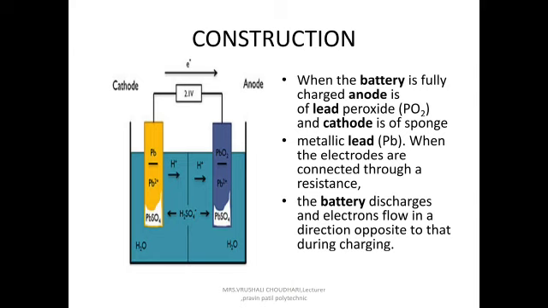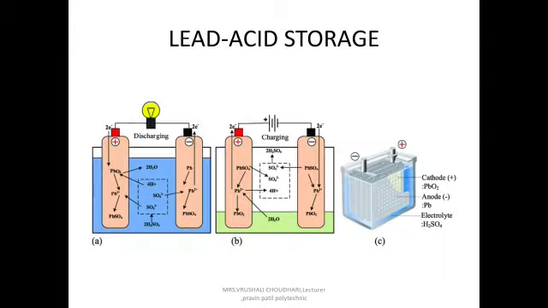When the battery is fully charged, the anode is lead peroxide and the cathode is spongy metallic lead. When the electrodes are connected through a resistance, the battery discharges and electrons flow in a direction opposite to the charging. Here we observe that during discharging, electrons pass from the anode towards the cathode in an external circuit, and Pb metal is converted into PbSO4, while PbO2, lead dioxide, is again converted to PbSO4.